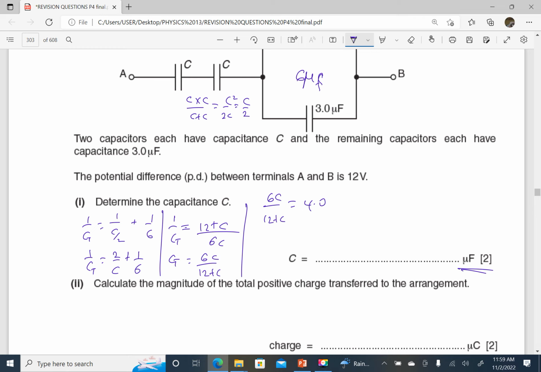So this means when you cross multiply, you have 6C is equal to 48 plus 4C. And when you take 4C to the other side, then it becomes 2C is equal to 48 and C is equal to 24. So the value of C is 24 microfarads. For mathematicians, you would just have got it from here directly, product over sum, you get total capacitance and equate to 4.0. What remains is algebra, not physics. It's algebra, not physics.